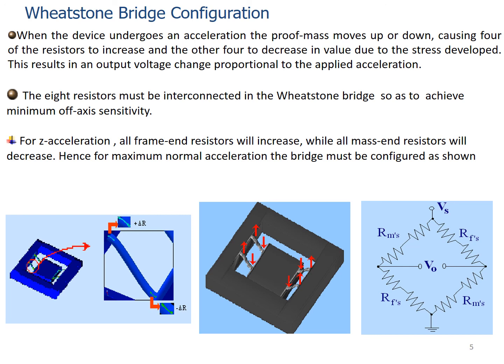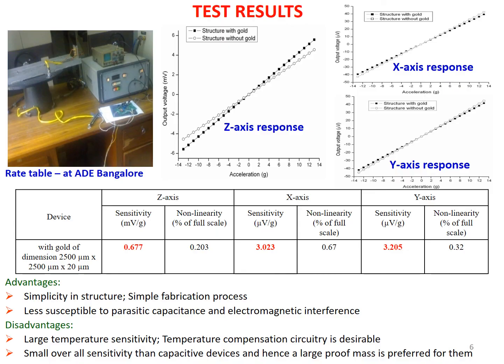Fine. Yeah. So let us go to the next slide. Here on this slide, we have shown some representative results. Fine. So, just for example, at ADE Bangalore, they have a shaker table, or test setup, which can be used for accelerometer testing, right?